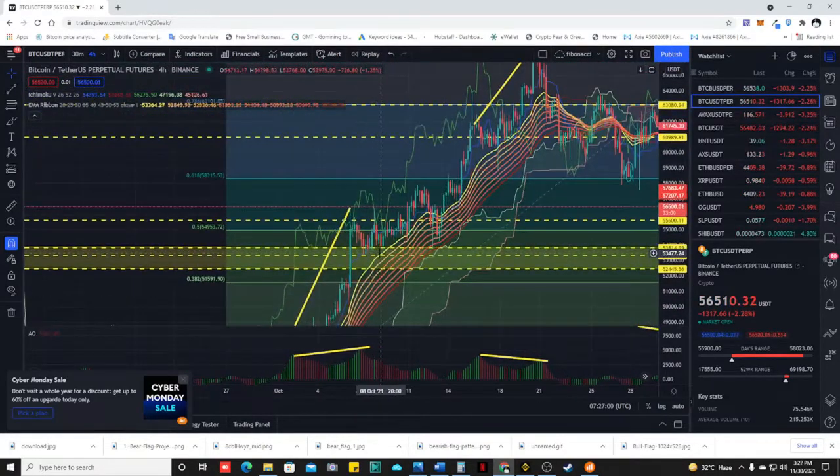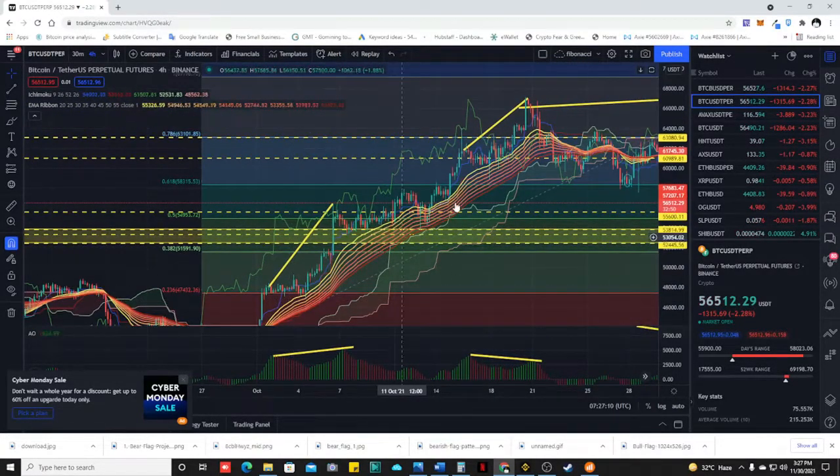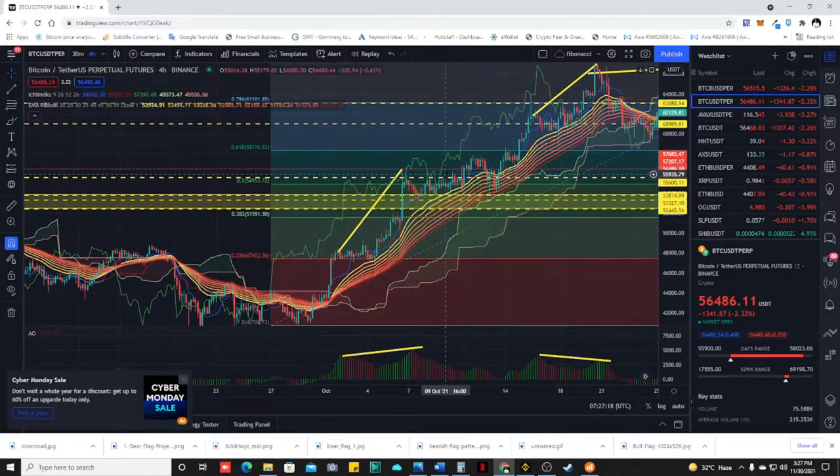So this is support, support, and more support. So okay, that's a line of support there. So it's a strong trend of going up because the ribbon are in line with each other in proper spaces.